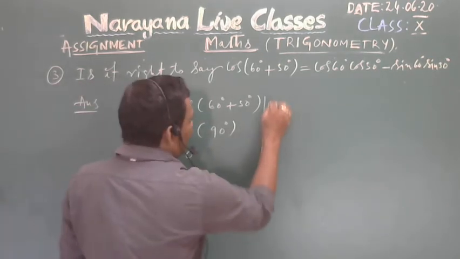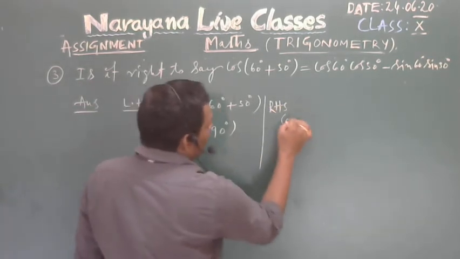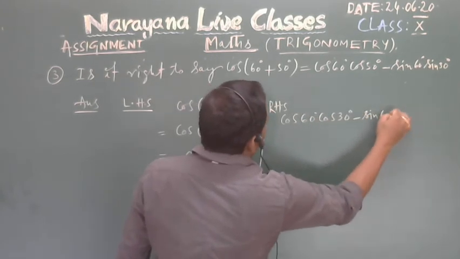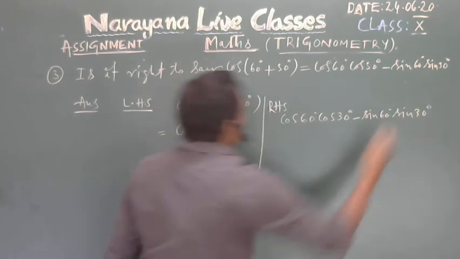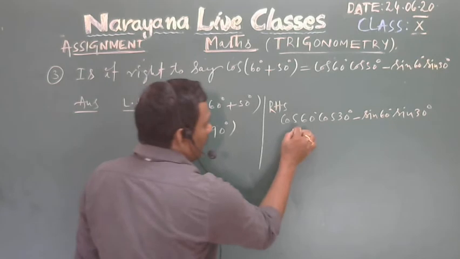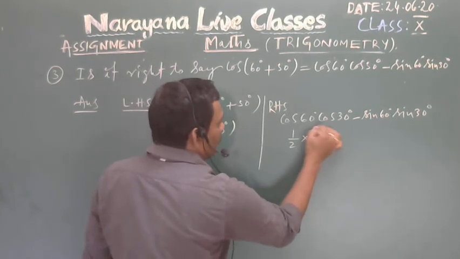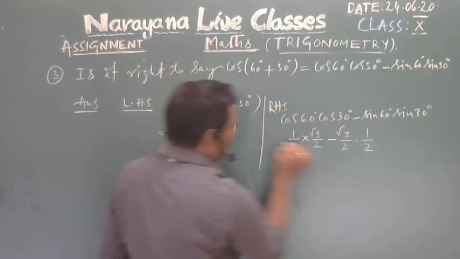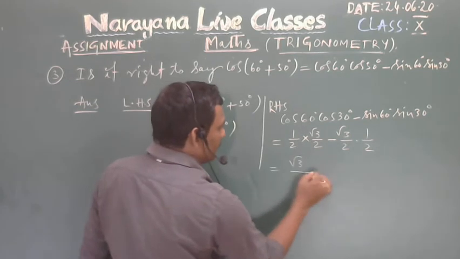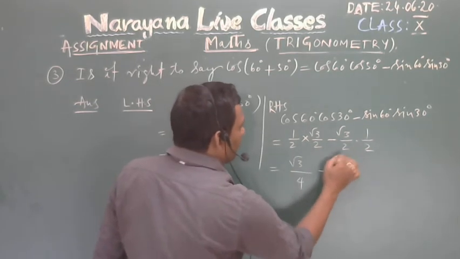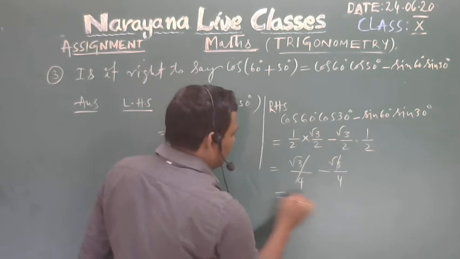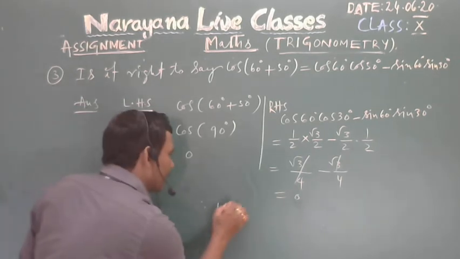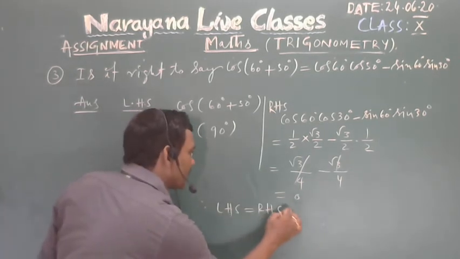Right side, RHS: cos 60 cos 30 minus sin 60 into sin 30. Cos 60 is 1 by 2, cos 30 is root 3 by 2, sin 60 is root 3 by 2, sin 30 is 1 by 2. So root 3 by 4 minus root 3 by 4, both cancel, equal to 0. Therefore LHS equals RHS.